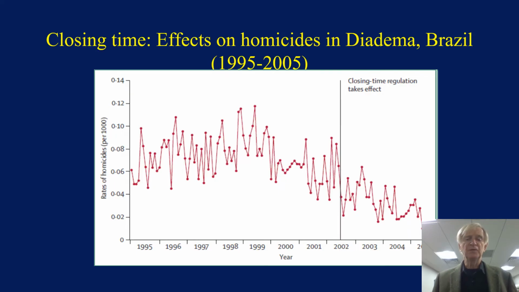An example of the reduction in harm that comes following the imposition of availability controls comes from Diadema, Brazil, where in 2002 late night availability was changed from 3 o'clock in the morning to 11 p.m. closures. And after that, there was a strong reduction in alcohol-related homicides. This in a city which had one of the highest mortality rates not only in Brazil, but in the world.